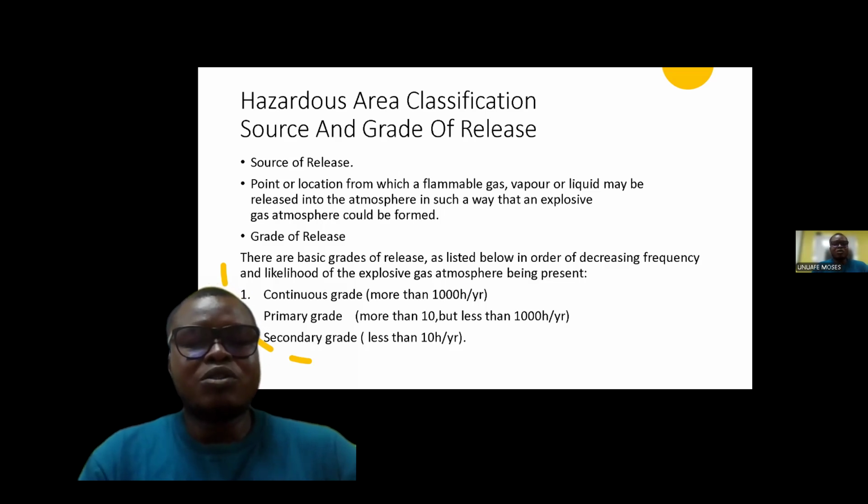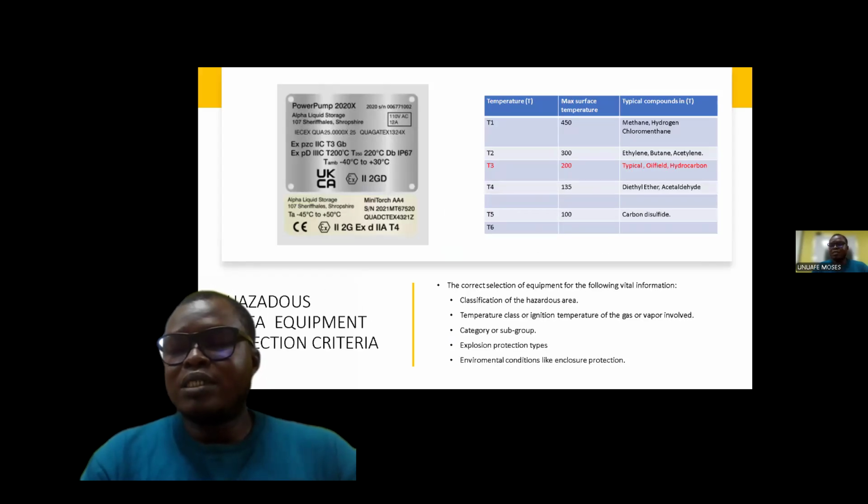One of them is the continuous grade, which is more than 1,000 hours in a year. Another is the primary grade, when the release is more than 10 but less than 1,000 hours in a year. The secondary grade of release is when the release is less than 10 hours in a year.